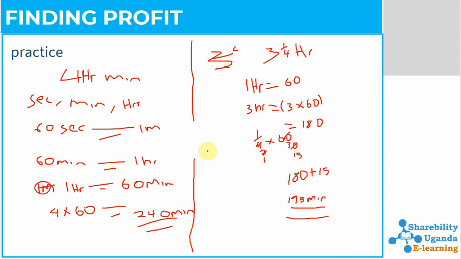So when you're asked to calculate hours, if they talk about a half or a quarter, you should be able to calculate by knowing that 60 seconds makes one minute, and 60 minutes makes 1 hour, for you to be able to understand and calculate the numbers in minutes.